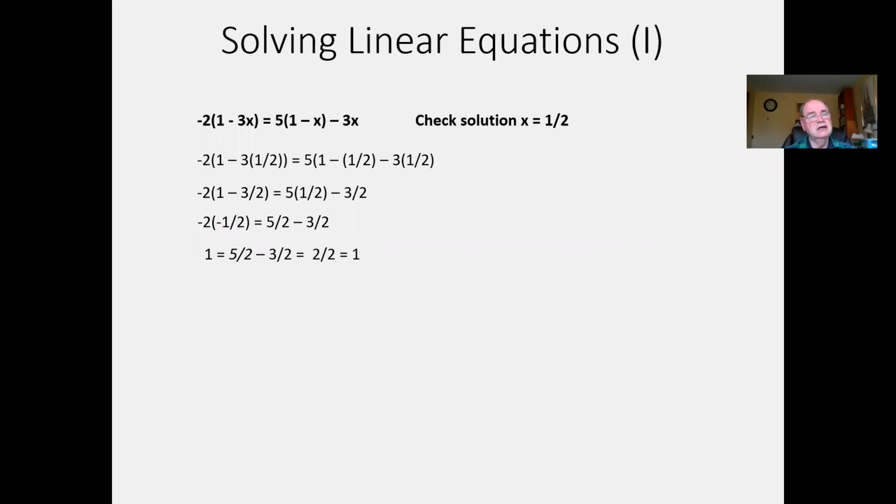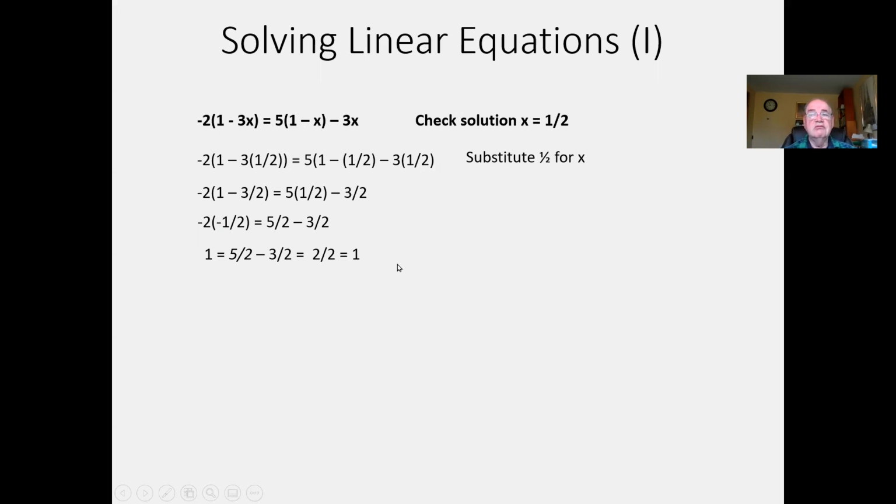Okay, the famous check, where we check what we're doing. And here I claim the solution is 1/2. And so the idea is to substitute 1/2 every place in the original equation for x. So I have 3 x's, an x term here, 1 here, and 1 here. And I substitute 1/2 into each of those places.